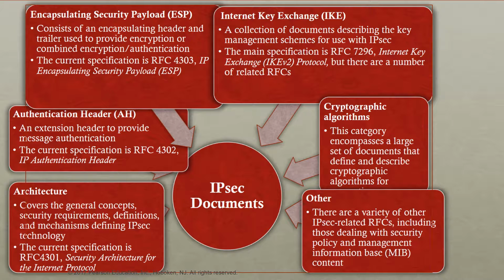Authentication Header, AH. AH is an extension header to provide message authentication. The current specification is RFC 4302, IP Authentication Header. Because message authentication is provided by ESP, the use of AH is deprecated. It is included in IPsec version 3 for backward compatibility, but should not be used in new applications. We do not discuss AH in this chapter.